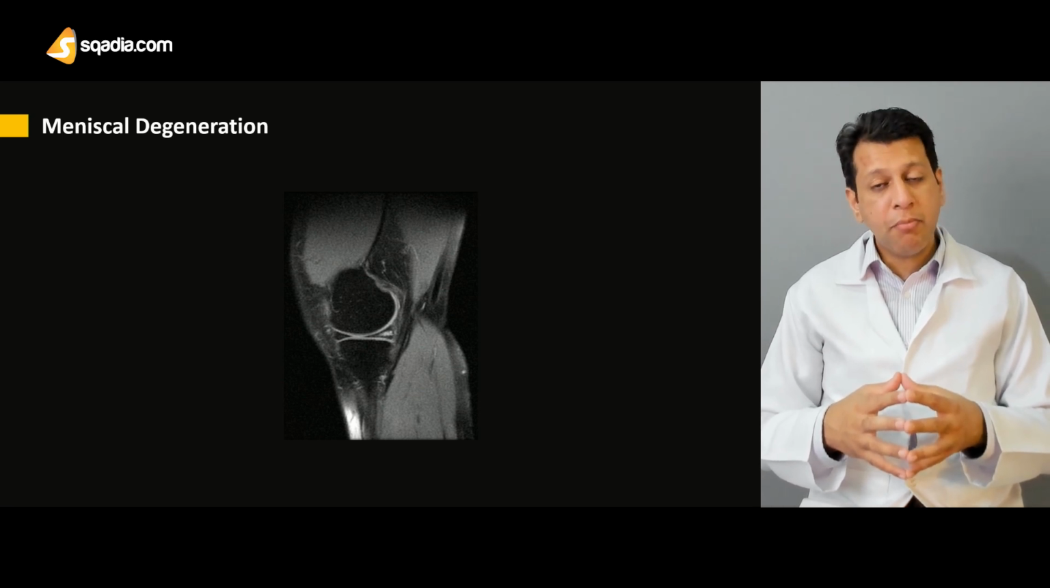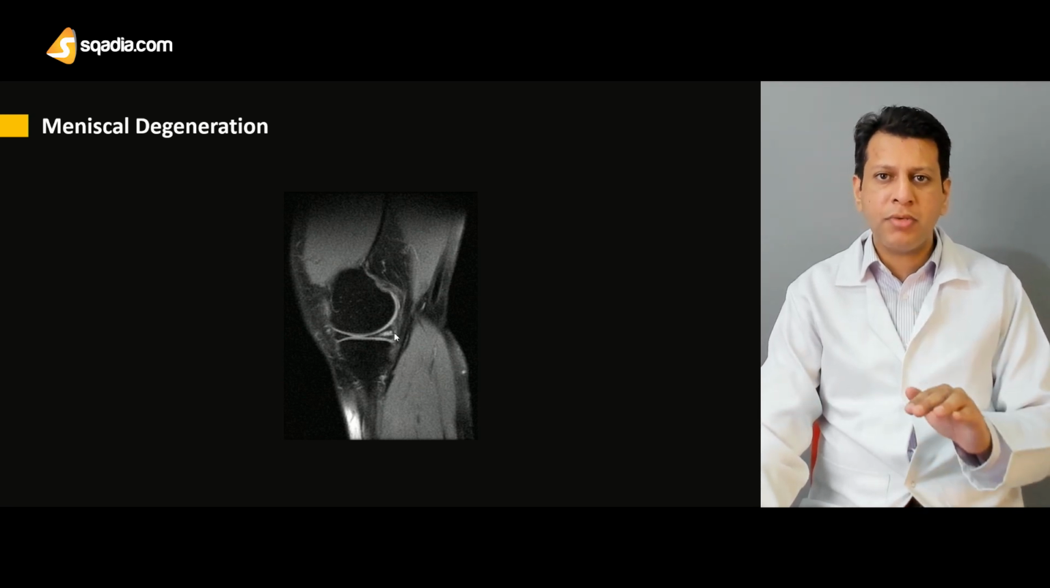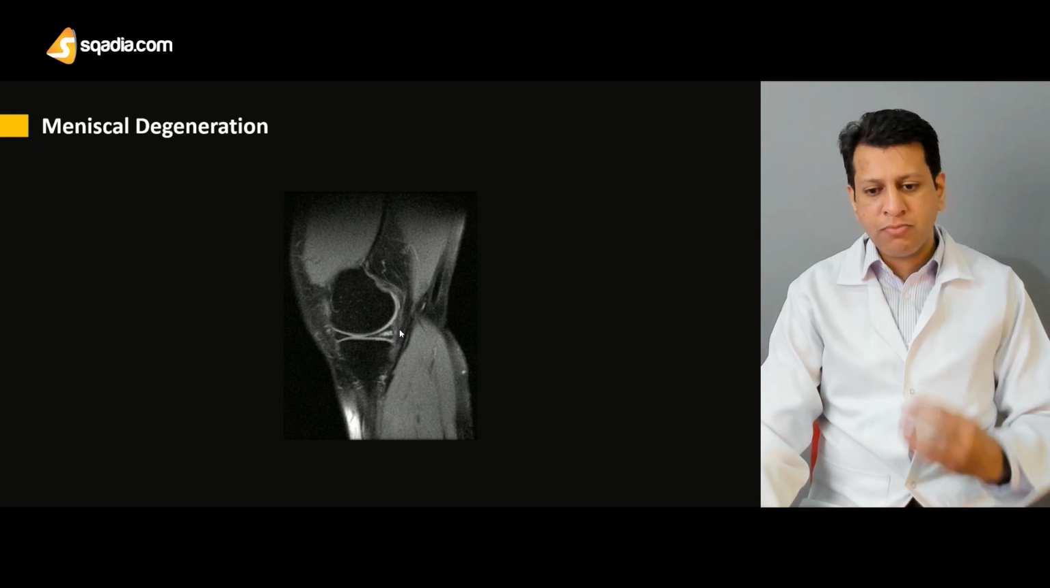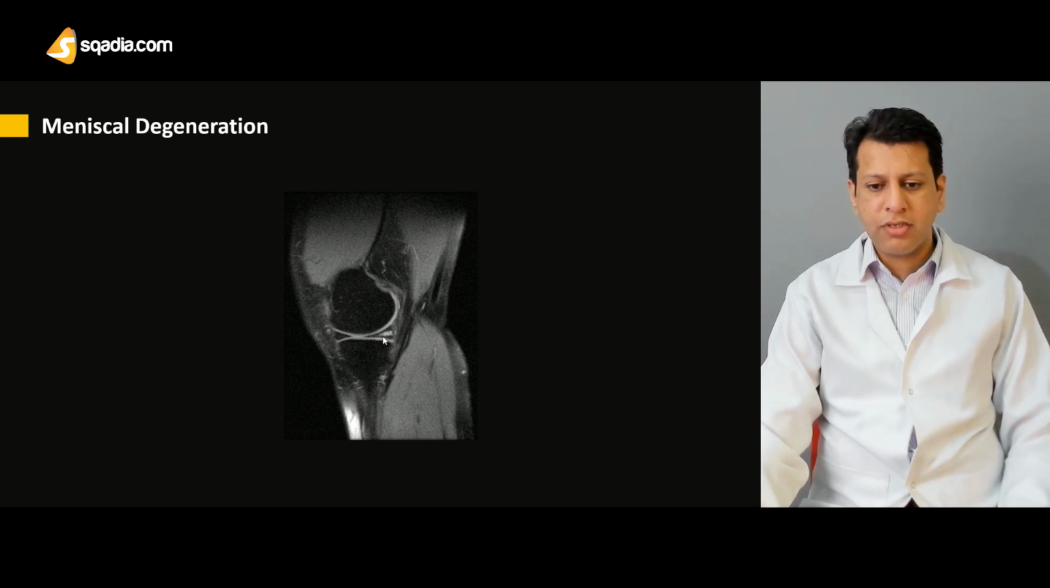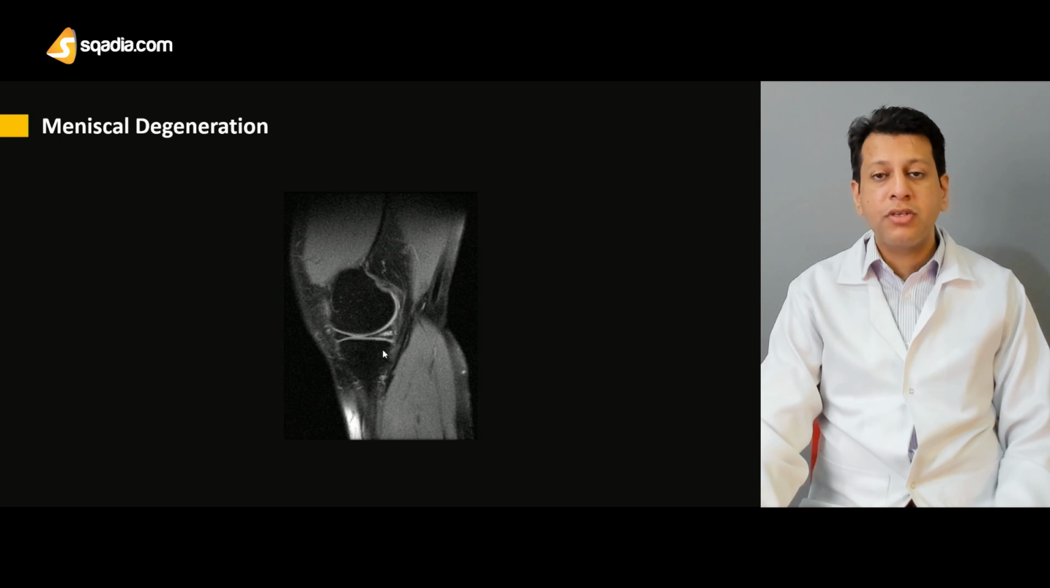But when you get an MRI, what you see is the fluid collection due to the synovial fluid, which is present in the meniscus. This is a sagittal view MRI, showing one side of the meniscus. If you see the medial meniscus, you can appreciate the fluid collection in the substance of the meniscus.